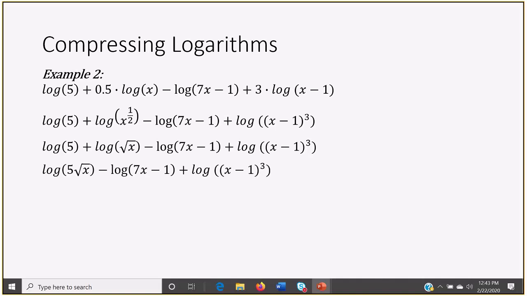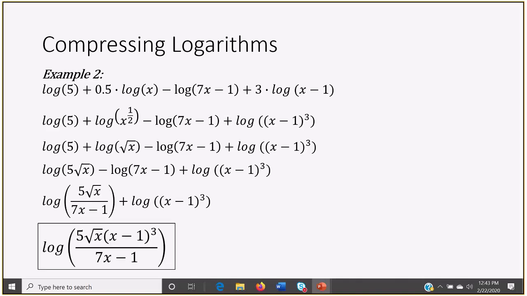So in this case, what did I do? Oh, I combined my first 2 logs. I did log 5 plus log square root of x is log 5 times square root of x. And if I'm adding logs, I multiply their insides. And then I combined the first 2 logs together, 5 root x divided by 7x minus 1. Since I was subtracting log 7x minus 1, I divide them. And then I'm going to apply the product rule one more time. I'm adding log of x minus 1 cubed. So if I multiply that by my fraction, that will show up on the top of my fraction.